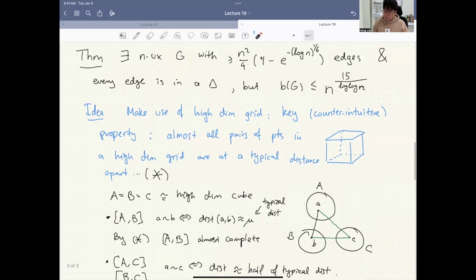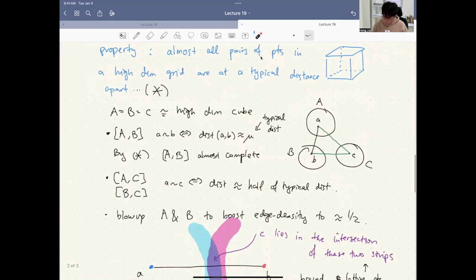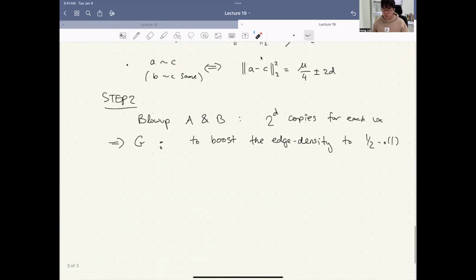The second thing is the lower and upper bound on the intersection size of these two strips. It contains some great points, so every edge lies in a triangle, but not so many, so no large book. First thing, let's prove that between A and B is almost complete.